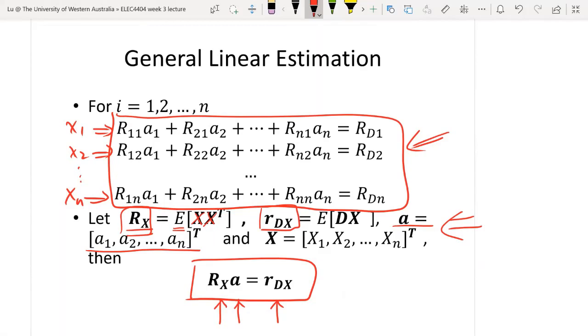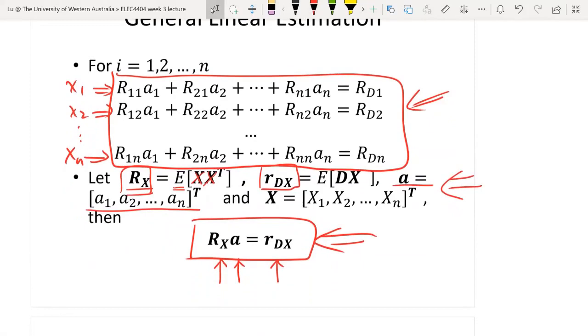Everyone, if you do not understand this, you must read this part. Very important. Don't forget, how did you derive this final equation? This comes from the orthogonality principle. But don't forget, the final target of our discussion is to determine our estimator coefficient, A.